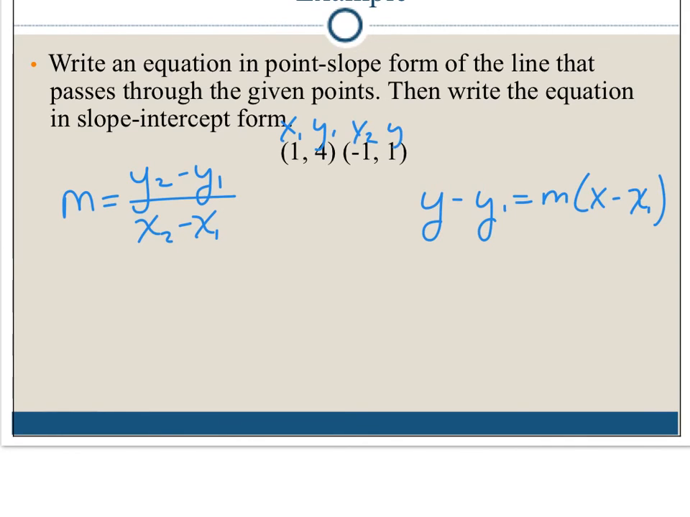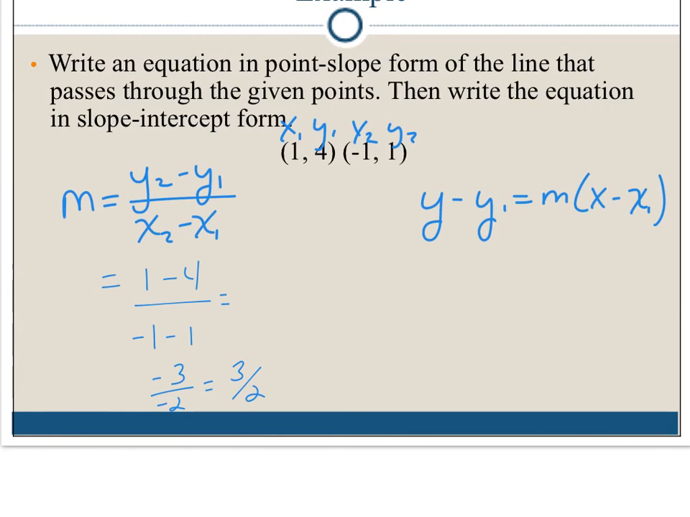I'm going to go ahead and label these points so you know where I'm getting them from. So to find my slope, I'm going to take y sub 2, 1, minus y sub 1, 4, over x sub 2, negative 1, minus x sub 1. And you will see my slope is going to equal negative 3 over negative 2. So my slope is 3/2.